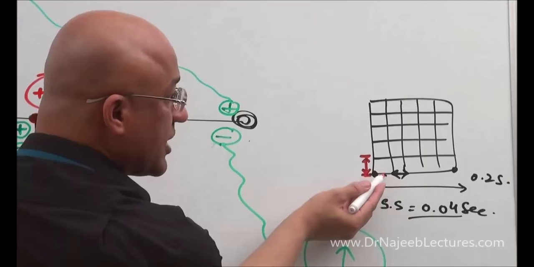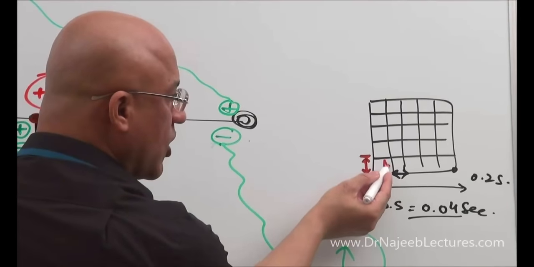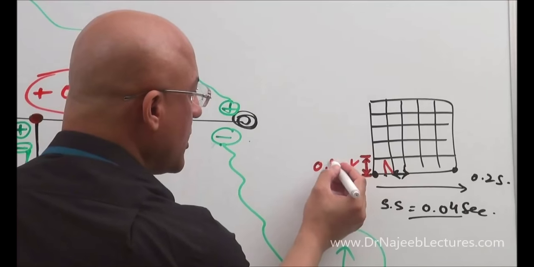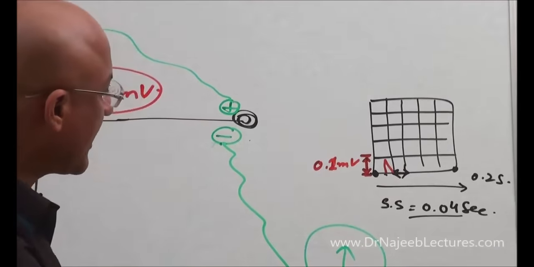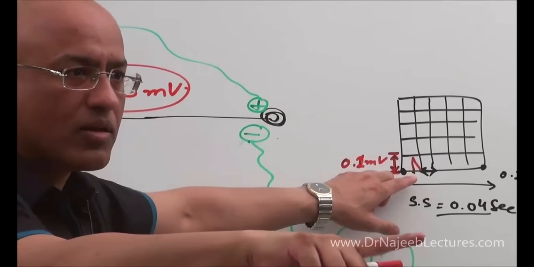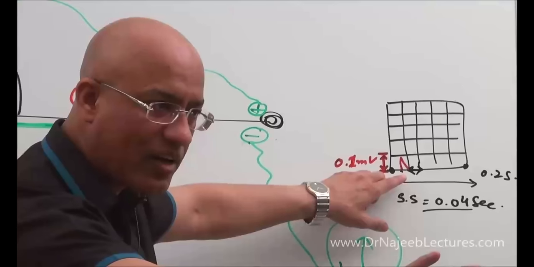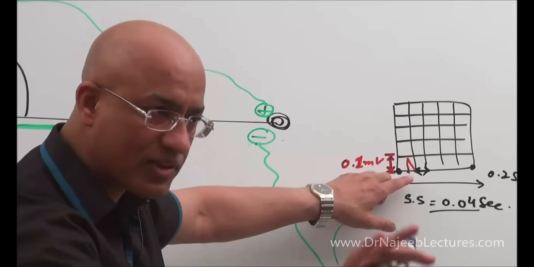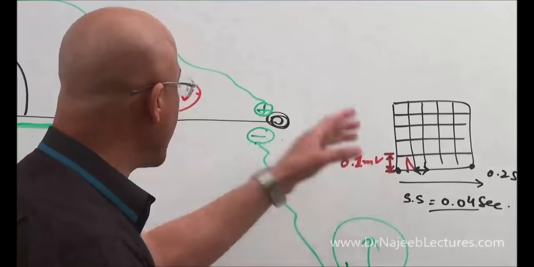But vertically, if you look at the vertical level, one small square vertically, if any electrical activity is drawn like this, it is 0.1 millivolt. If any electrical activity the needle draws over one small square, it is how much? 0.1 millivolt. Is it clear? Yes. This is the standard calibration of ECG in most of the countries. Is that right? Yes. Now come back.